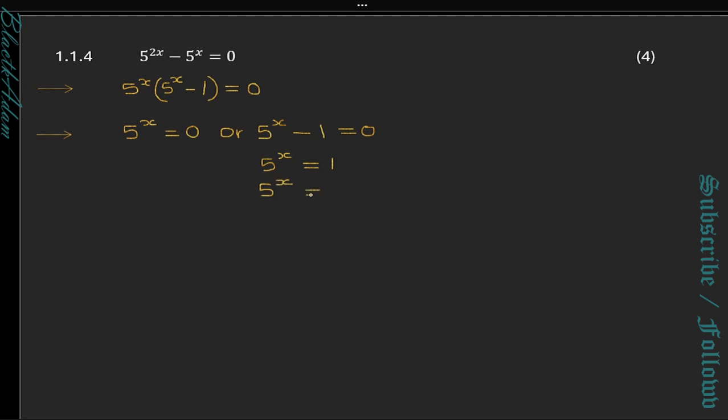Okay, 5 to the power x is equal to 1. How do we get 1? That will be 5 to the power 0. So the bases are the same, the exponents must be the same, so x is going to be 0. On the other hand, we have 5 to the power x equals 0, so we can't find any number with base 5 that would give us 0. Okay, so that is our answer, x equals 0.